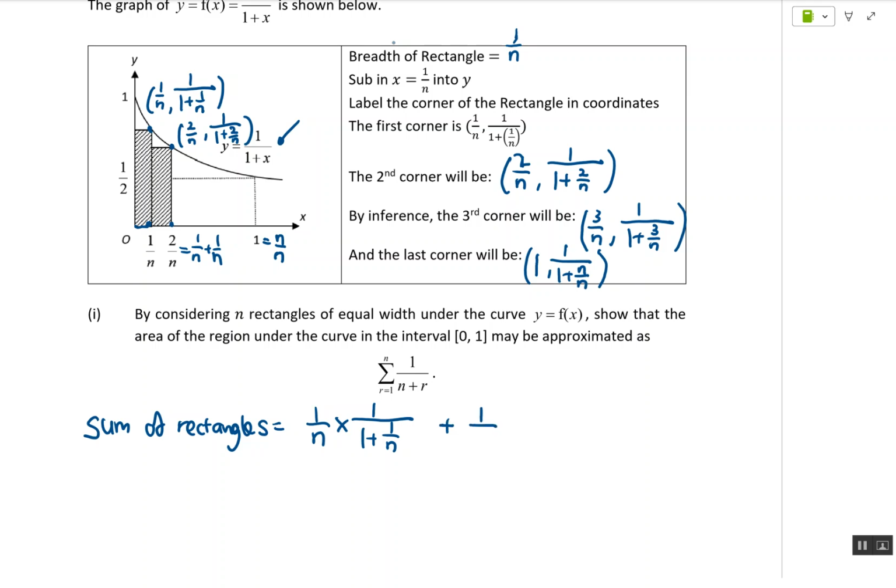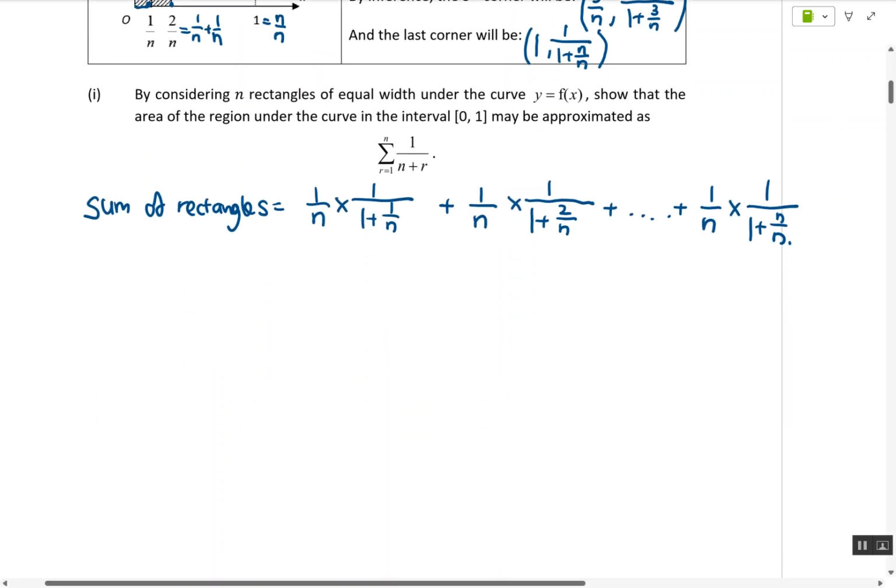Plus, the breadth will always be 1 over n, but the height will be different. So you look at the second one, the height is shorter. And what is the height? It will follow the y value, 1 over 1 plus 2 over n, plus so on and so forth until the last term, which is still 1 over n times 1 over 1 plus n over n.